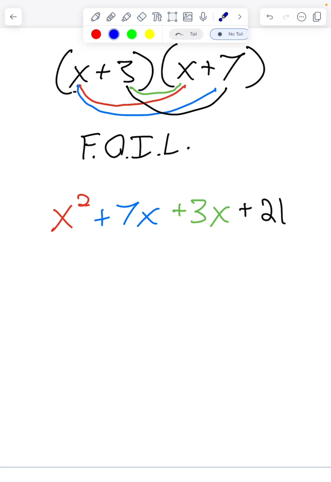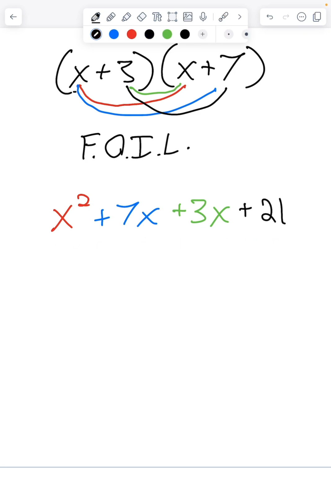Okay, so if I take a look at this here, I have an x squared out here, and there's no more x squared anywhere in the problem. So I can't combine that with anything. But I do have a 7x here and a 3x here. Those are like terms. I can combine those. And then I have a 21 out here, but nowhere else in here do I have just a number. So that's not a like term with anything else.